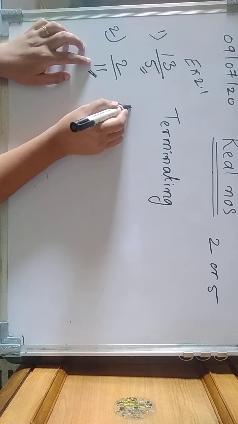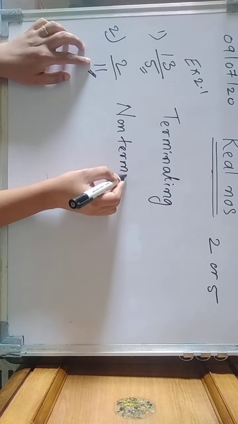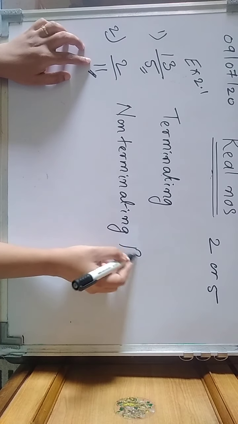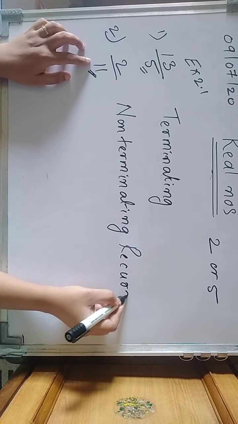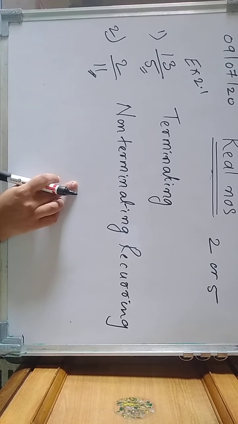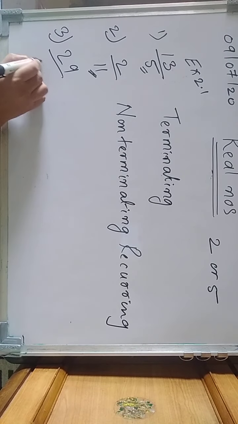So the decimal form of this number will be non-terminating recurring. It will be non-terminating recurring. So you can write here, the decimal form of 2 upon 11 is non-terminating recurring. Now let's go to the next number. The next number is 29 upon 16.